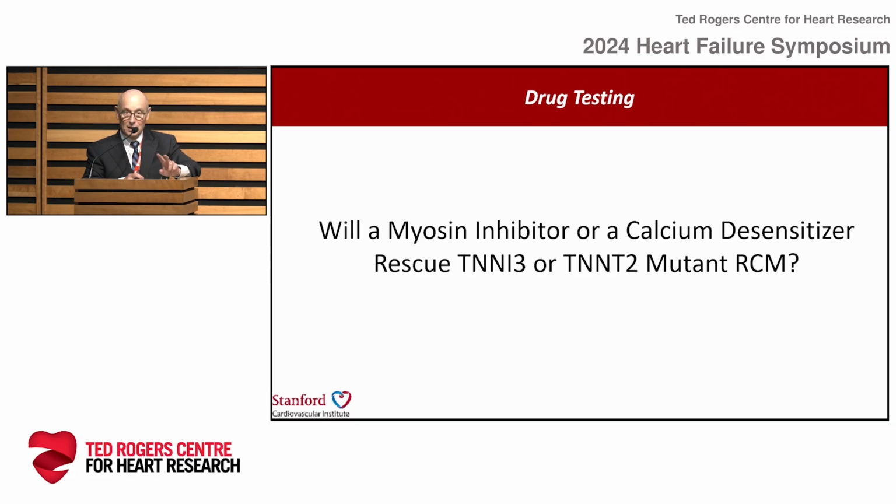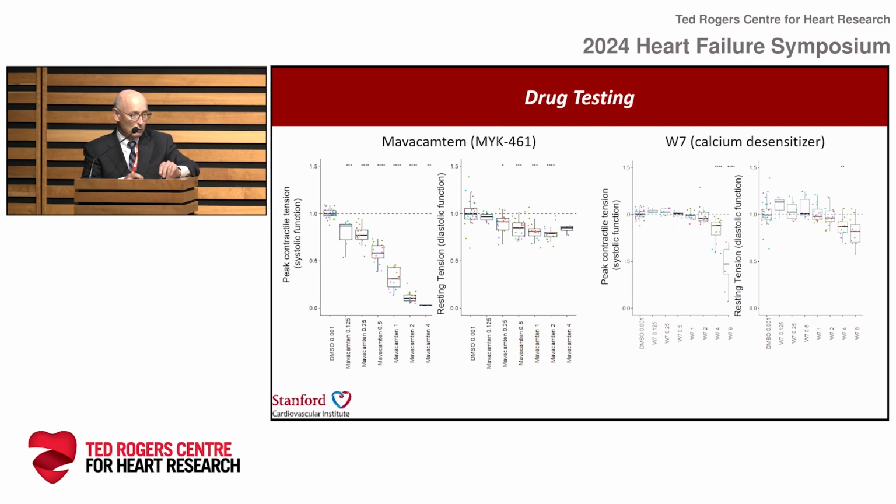We took a myosin inhibitor, mavacamten, and a calcium desensitizer, W7, to ask which of these would be therapeutic. Could we distinguish them? You can see a dose curve for MAVA on the left, the myosin poison. The systolic function decreases dramatically, as well as the diastolic tension decreasing modestly to the level you'd like.